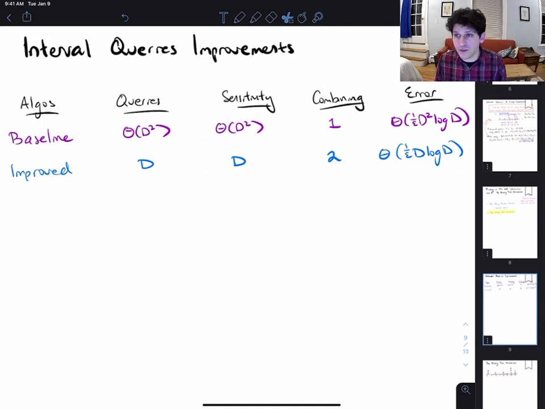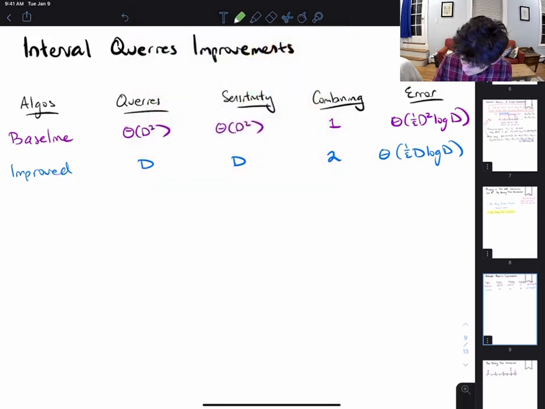We improved by finding actually a subset of the queries, about just d queries. And because there's only d queries, the sensitivity dropped down to d. And the only thing that got worse is that now if we wanted to answer an interval query, we might have to combine two of the queries in our subset. And so the error for each query was d log d. We multiplied it by 2 when we combined, so we overall get still d log d.